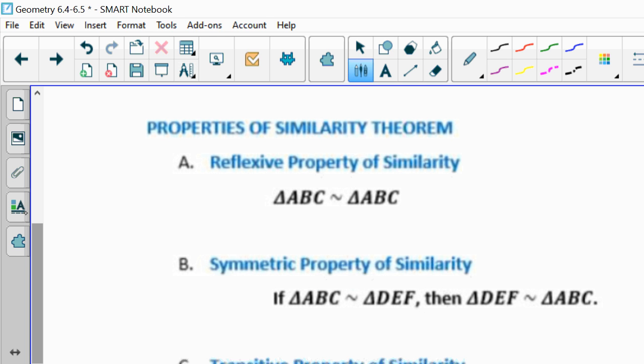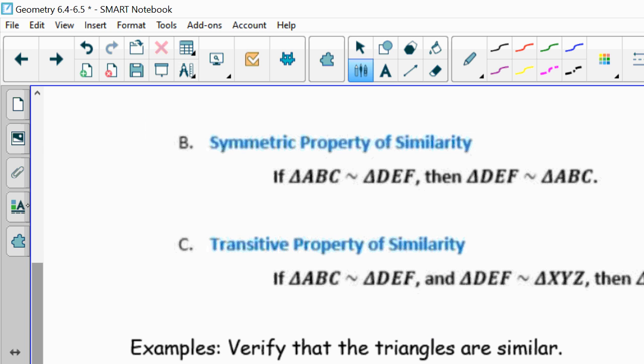Then we have the symmetric property of similarity. Symmetric, remember, it just means they trade places. So if triangle ABC is similar to triangle DEF, then triangle DEF is similar to triangle ABC. And finally, the transitive property of similarity. So this is like our chain rule, right? If the very first, then the very last. So if triangle ABC is similar to triangle DEF and triangle DEF is similar to triangle XYZ, then the very first triangle ABC is similar to the very last triangle XYZ.